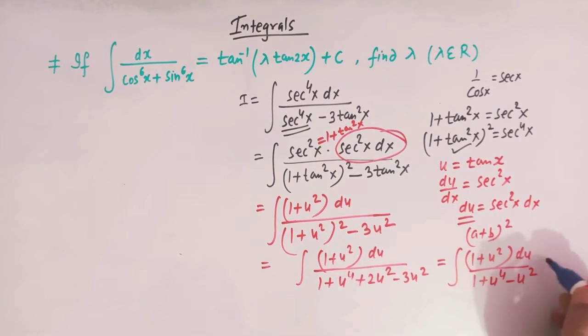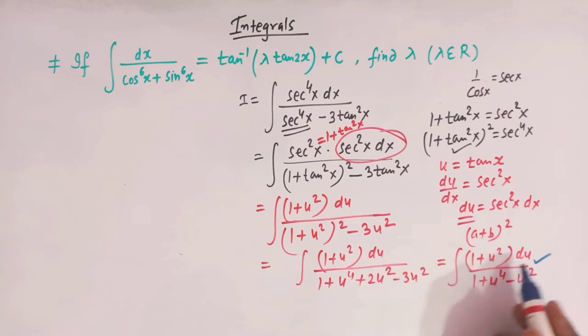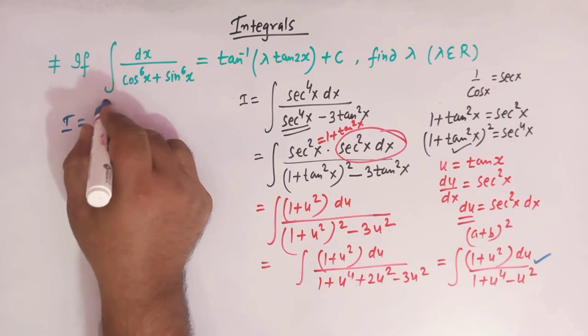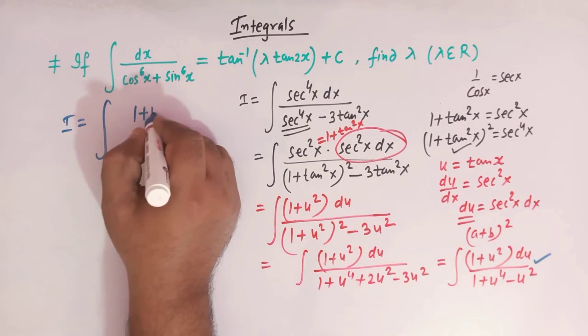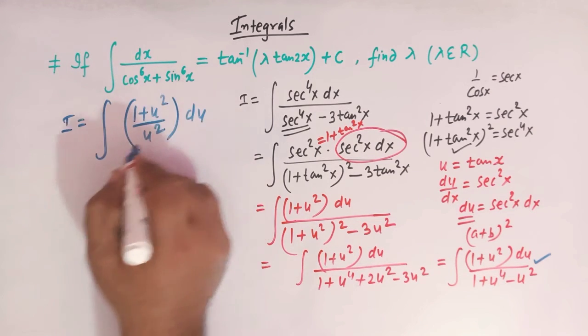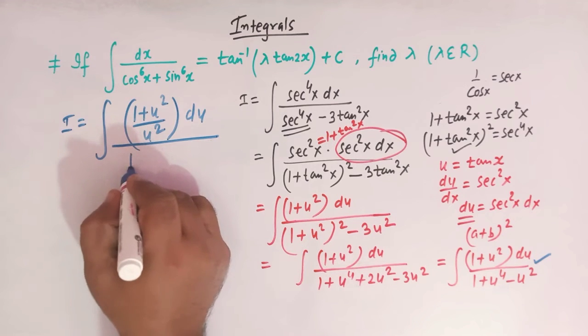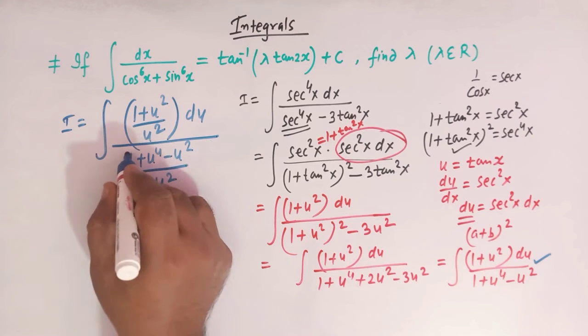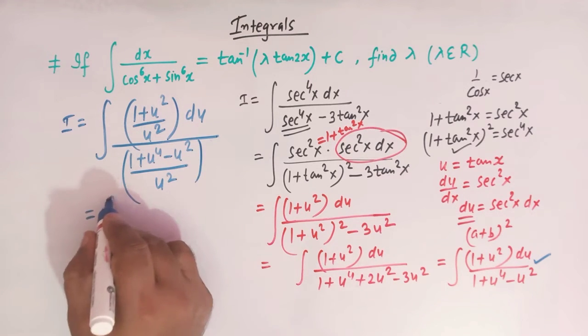Now in order to proceed further, what we will do here, we have 1 plus u square over 1 plus u raised to 4 minus u square, we will divide the numerator and denominator by u square, right? So what we will have, I is equal to integral 1 plus u square over u square, and in the denominator we have 1 plus u raised to 4 minus u square divided by u square, right?